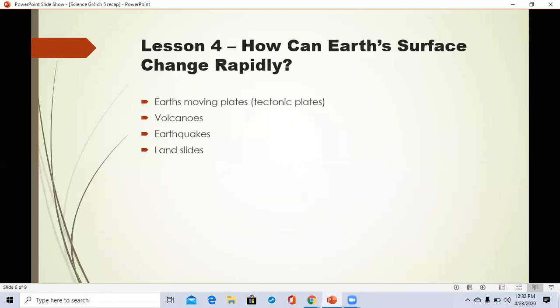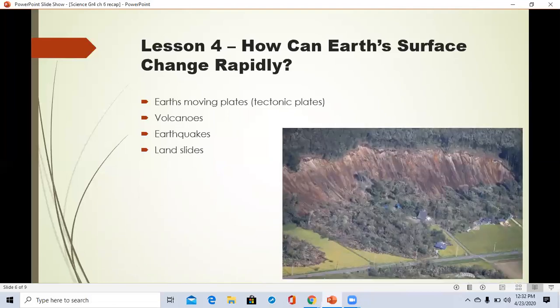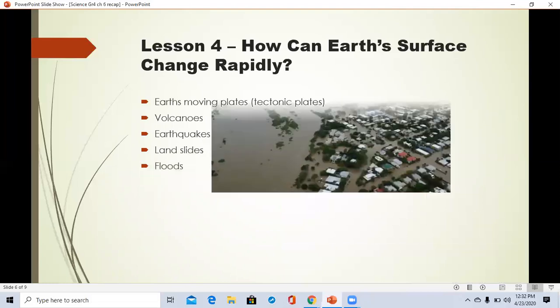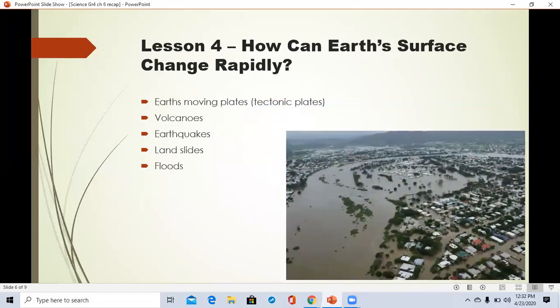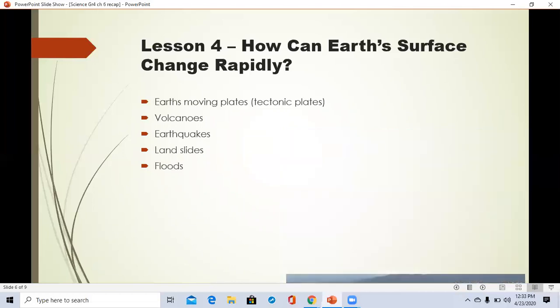Then a third way is landslides, where loose soil gets transported or moved due to heavy rains that loosen the soil and then can cause a lot of damage. Floods are also a way of transforming the Earth's surface due to a lot of rain that falls down. Usually this is not permanent.